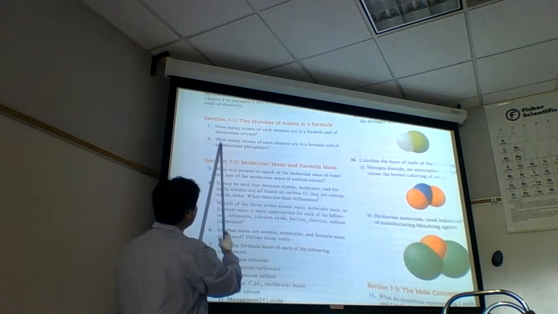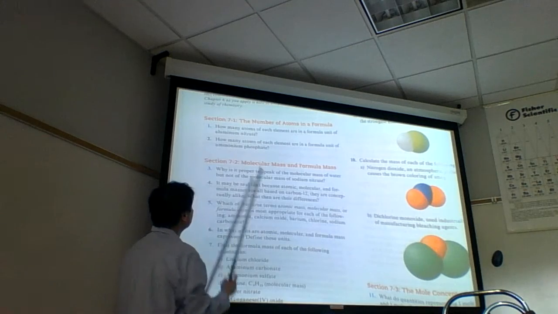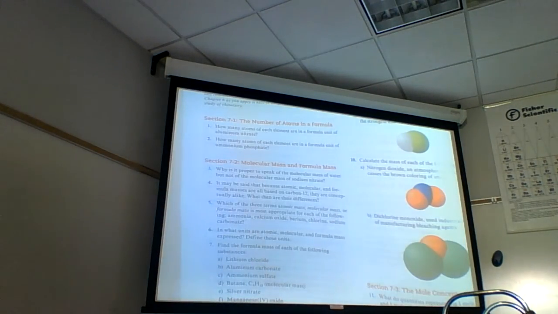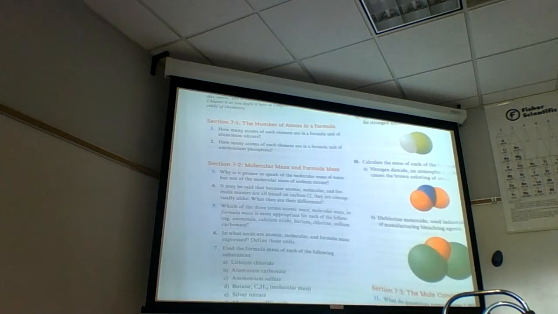7-1, number of atoms: how many atoms of each element are in the formula unit of ammonium phosphate? Well, ammonium phosphate, we have to write out the formula for. What is the formula for ammonium phosphate? NH4. That's right. So (NH4)3PO4.